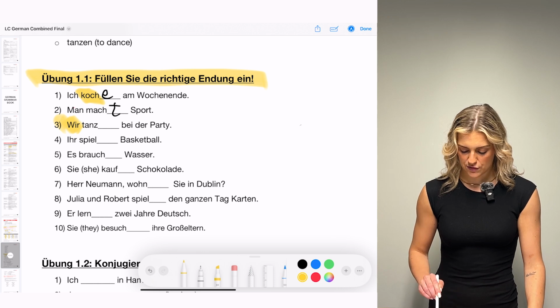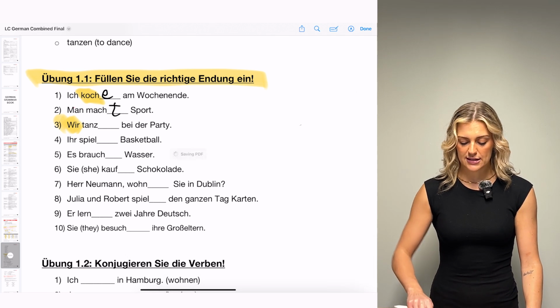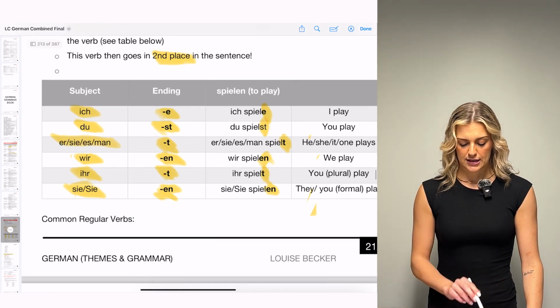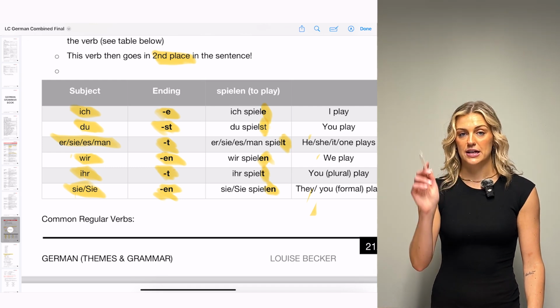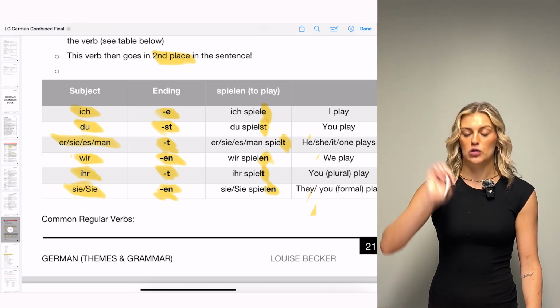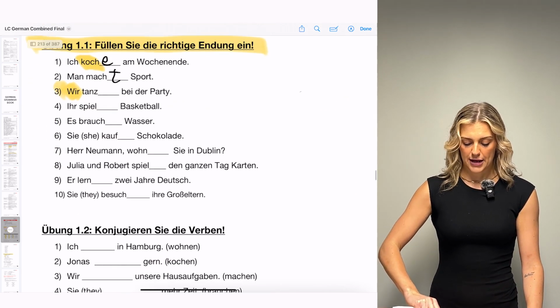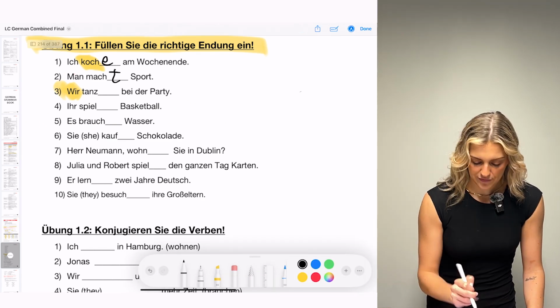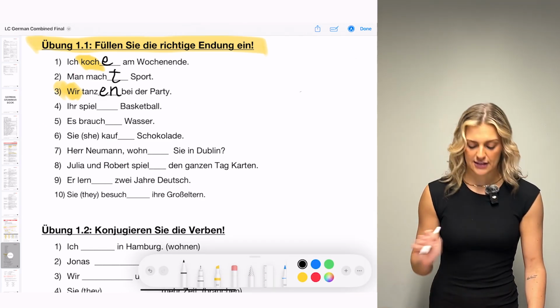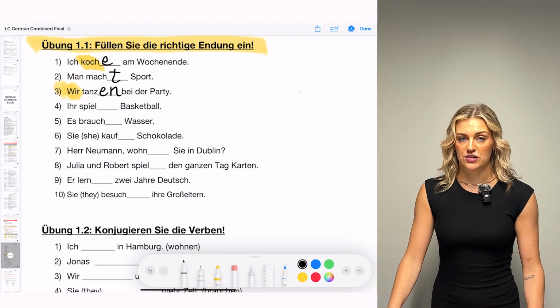So my ending for wir, if you can remember, is en, okay? Wir and en. Every strict teacher enjoys. The en from that enjoys. My ending for wir is en, so I add that on. Wir tanzen bei der Party, okay?